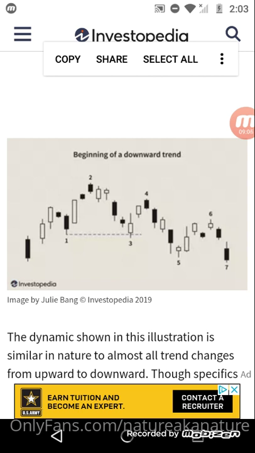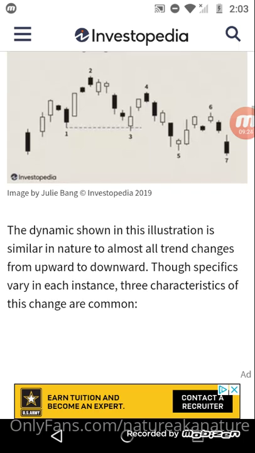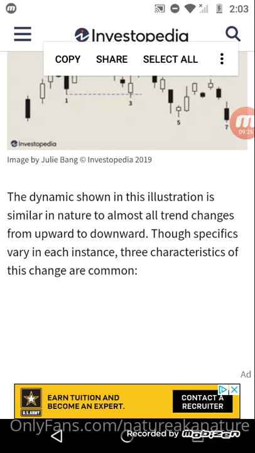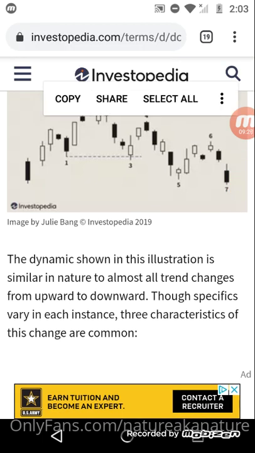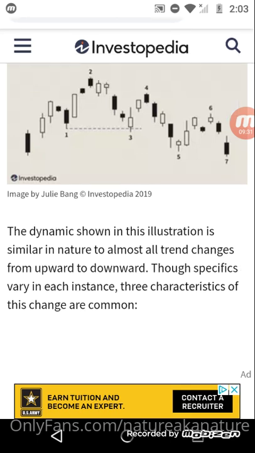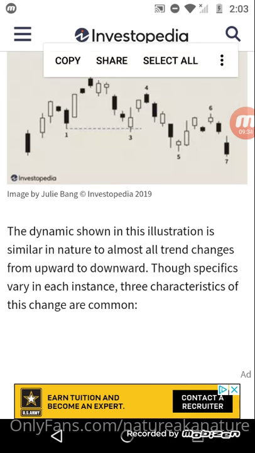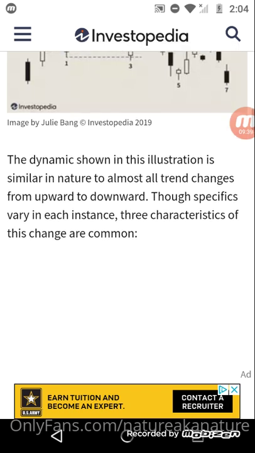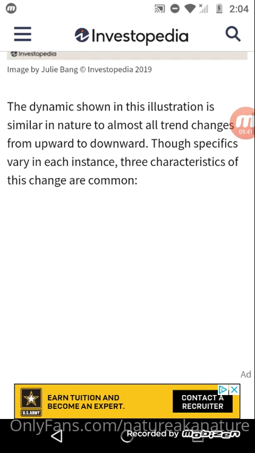So that's also what wants to go down. It peaked back up at 4, number 5 went back down and made another lower low. That's how you know. Then number 7 went back down and made another lower low. So it made a lower high, a lower low, another lower high, another lower low. The illustration is similar in nature to almost all trend changes from upward to downward.